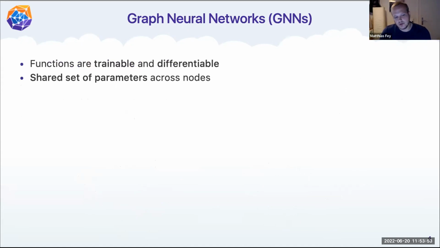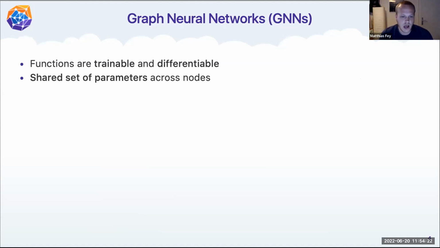Importantly, all these functions are trainable and differentiable. So we can use them in a deep neural network as building blocks that we can train jointly and end-to-end together. And importantly, all these functions have shared parameters across nodes and graphs. What that means is that we can easily apply them to unseen graphs and unseen nodes as well.